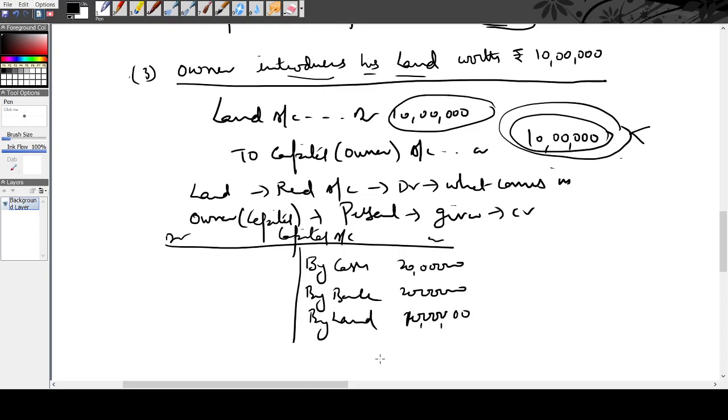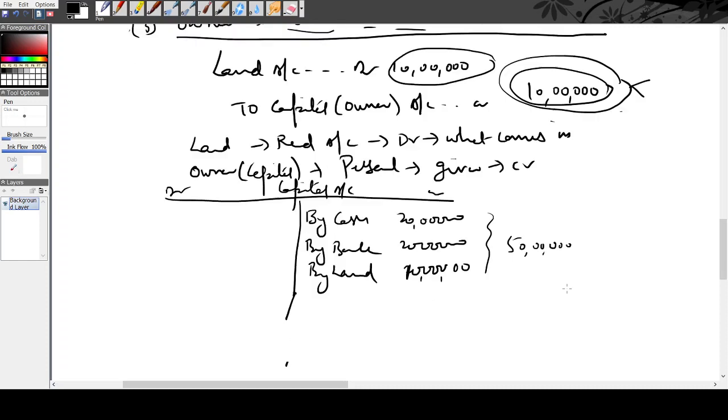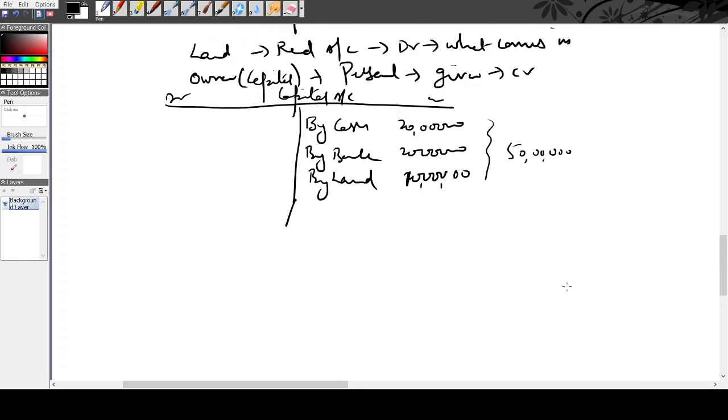So what happens is, now if you see this paper in the ledger called capital account, you can see that this is the total amount of money invested by the owner into the business, and this is the money owed by the business to the owner. This is the purpose of recording these journal entries.